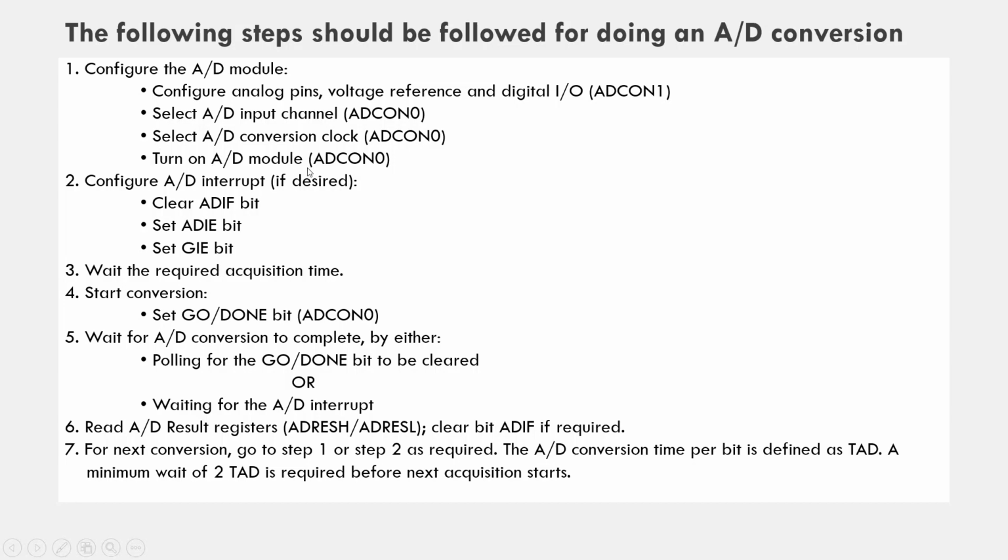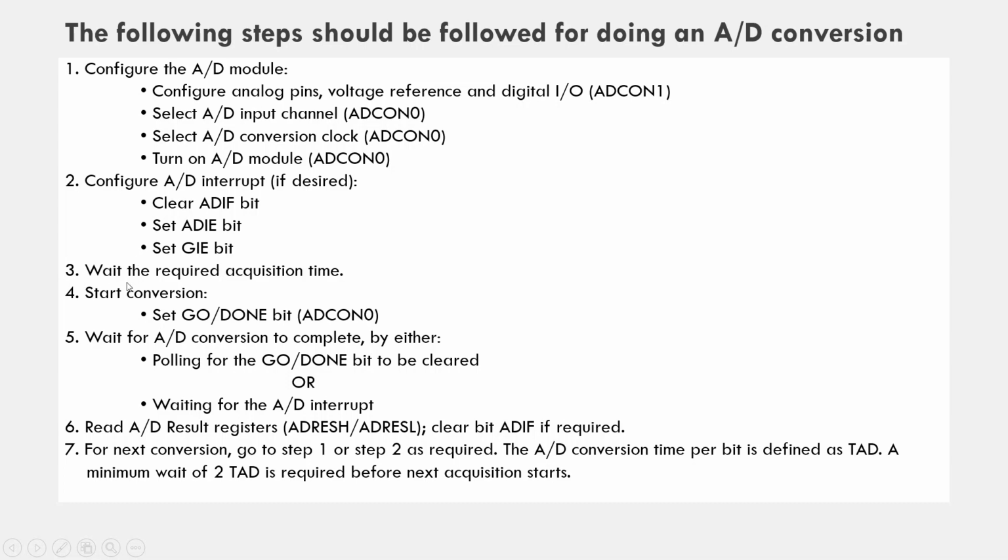Then turn on the ADC by setting the GO/DONE bit in ADCON0. The next step is not compulsory, but if we are programming the controller in interrupt mode, then we need to configure the interrupts of the analog to digital converter. To configure this, the first action is to clear the ADIF flag bit, set the ADIE bit, that is the analog to digital converter interrupt enable bit, and set the global interrupt enable bit.